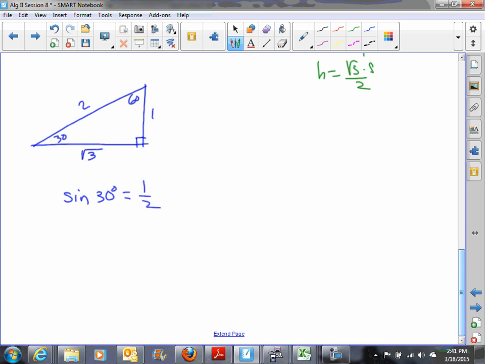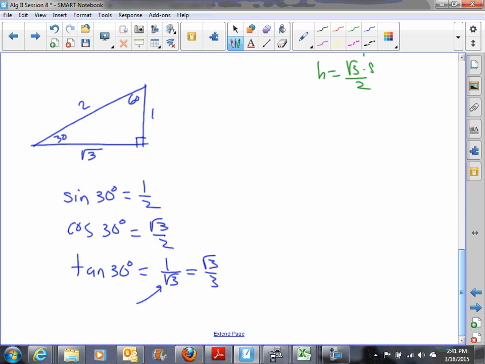And the cosine of 30 degrees is going to be square root of 3 over 2, because it's adjacent over hypotenuse. And the tangent of 30 degrees is going to be 1 over the square root of 3. Now, we don't often, but you could rationalize this and make it square root of 3 over 3. It's probably a good idea in this particular case to remember 1 over the square root of 3 better.